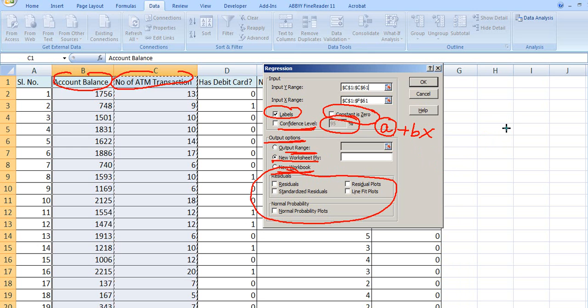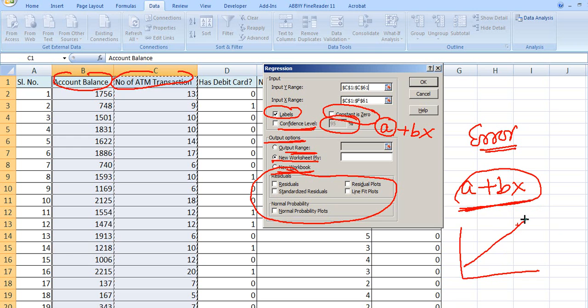Please note that residual is actually what is known as error. So if you have your regression analysis, a plus bx, many times the actual value will not correspond to this. For example, suppose a plus bx gives you this straight line, and one of the values you have is actually over here. You are trying to predict this value, but the actual value comes as this. So this is your error, or residual. You can plot the residuals, etc. But the idea of this video is not to get into detail of either residuals or the normal probability. So as of now we'll leave them.